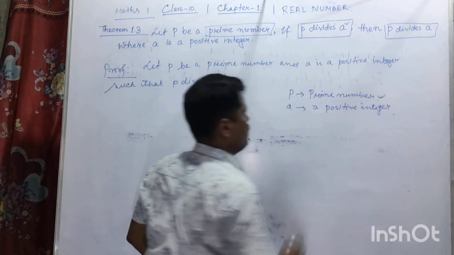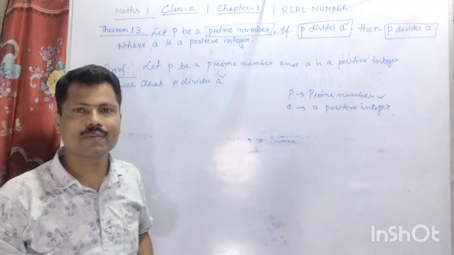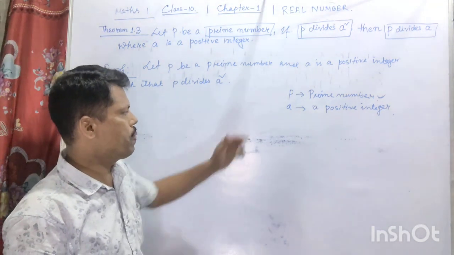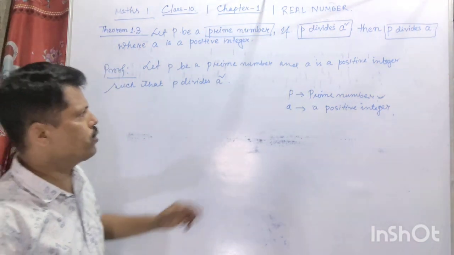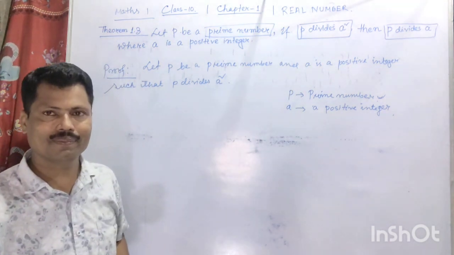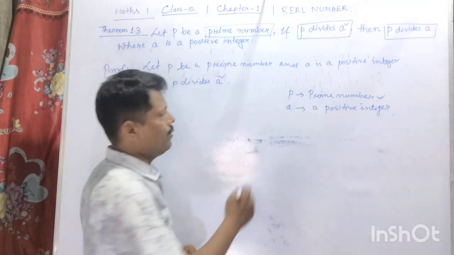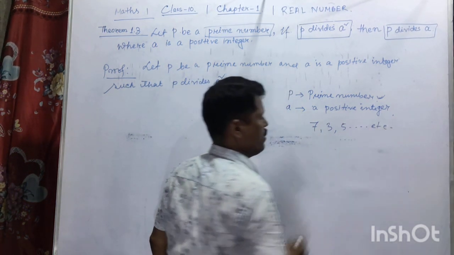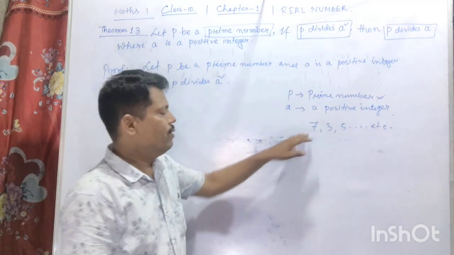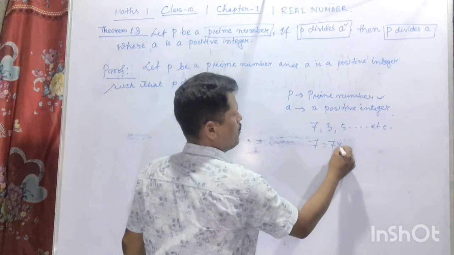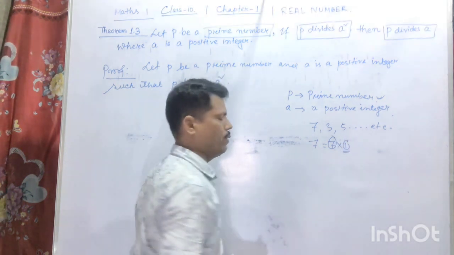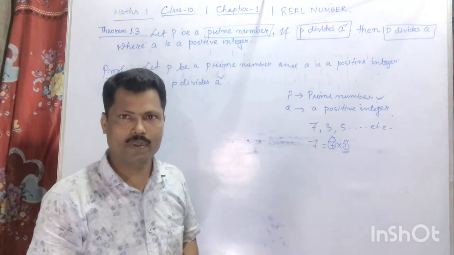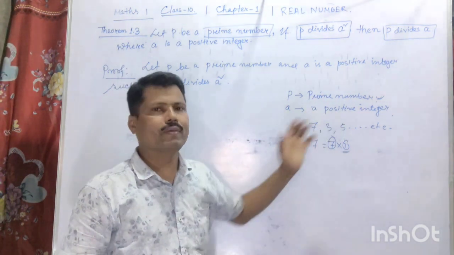So think it first, what is a prime number? The numbers which have only two factors, 1 and the number itself, are called prime numbers, like 7, 3, 5, etc. Like this, 7 is equal to 7 into 1. They have two factors, the number 1 and the number itself. That's why 7, 3, 5 are prime numbers. And A here is a positive integer.